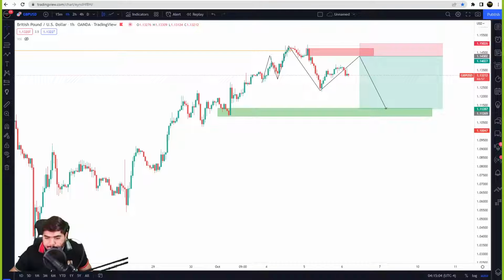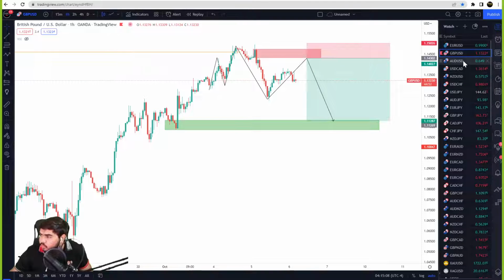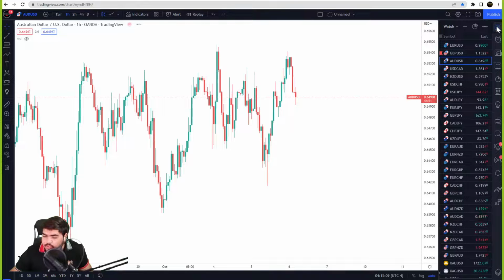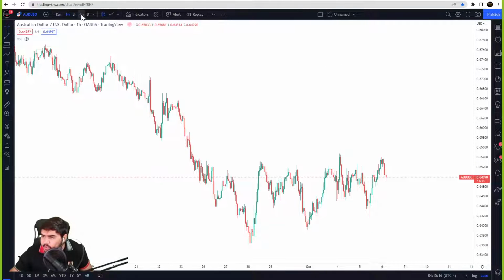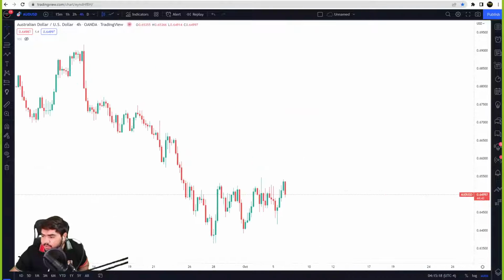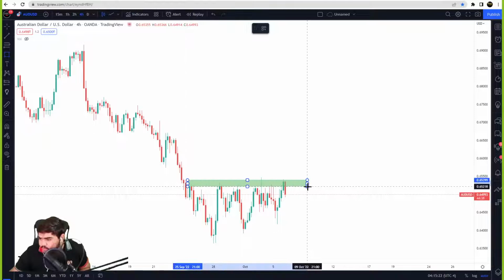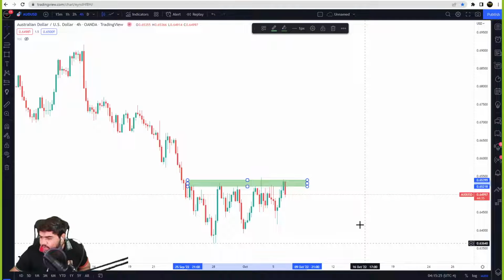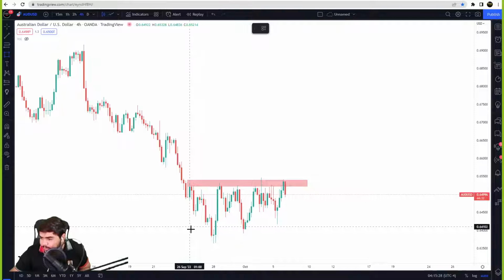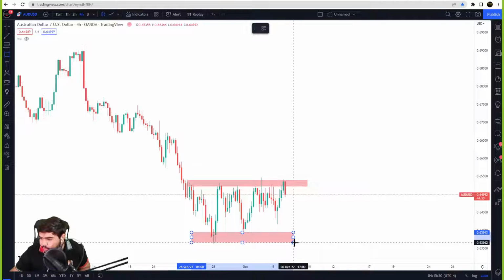Moving forward, let's jump on to AUD USD. AUD USD is mainly in range overall. We are not going to waste our time here. Let me just draw the upper and lower boundaries of the range, just so you guys can see what we are talking about. So we have this resistance area, and on the very bottom we have this support area.